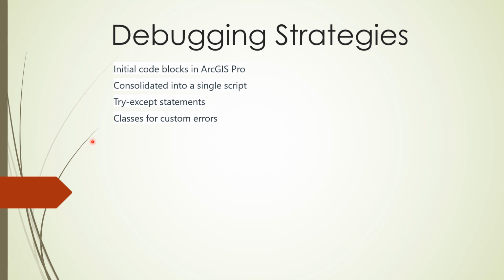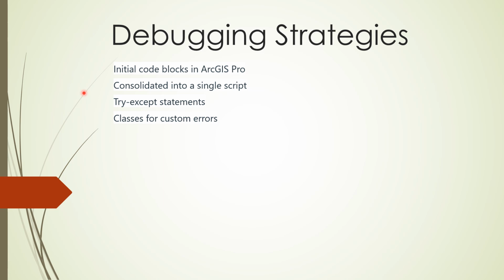So my debugging strategies, I already mentioned the try except statements and creating the classes for the errors. I initially did my coding in blocks in ArcGIS Pro. I used the Python window and ArcGIS notebooks because I wanted to make sure that I got those snippets properly working. And then I consolidated it into a larger script by just copying and pasting that code.